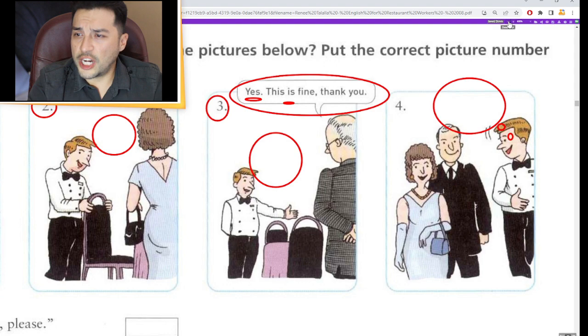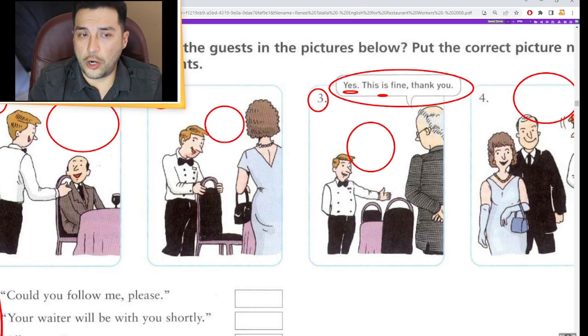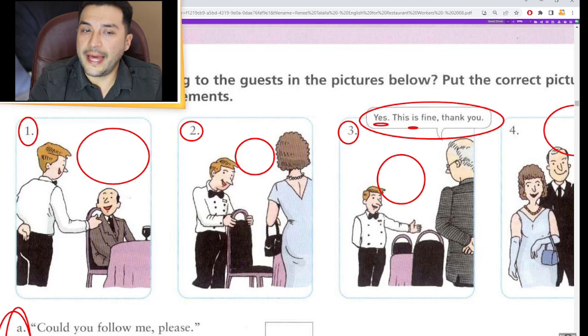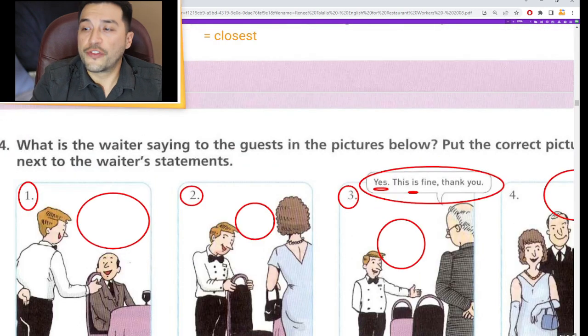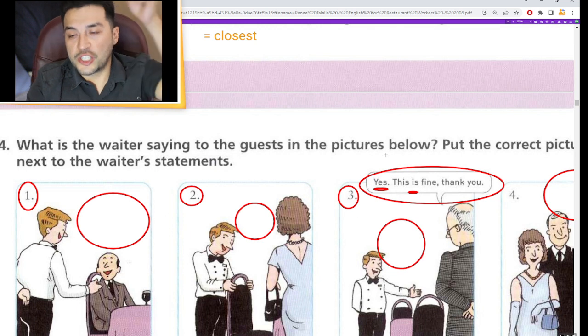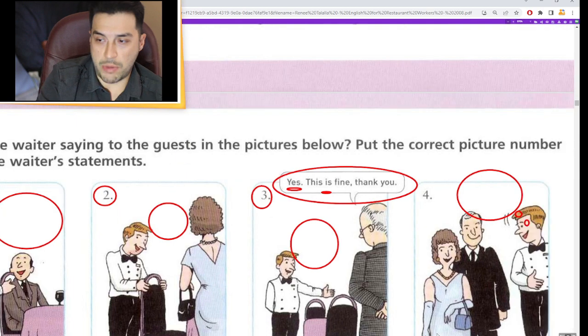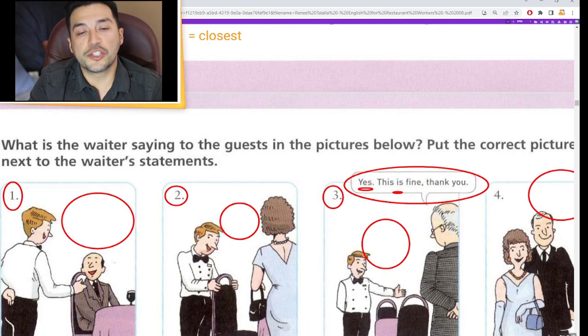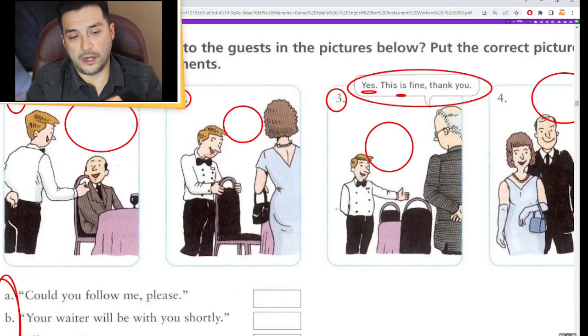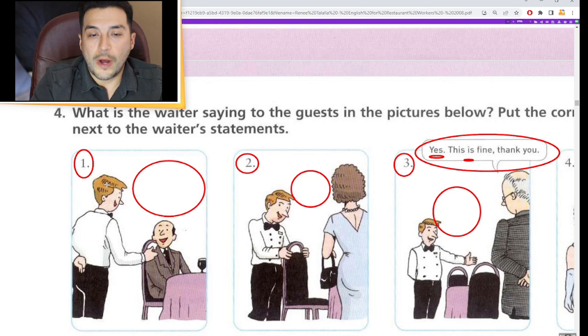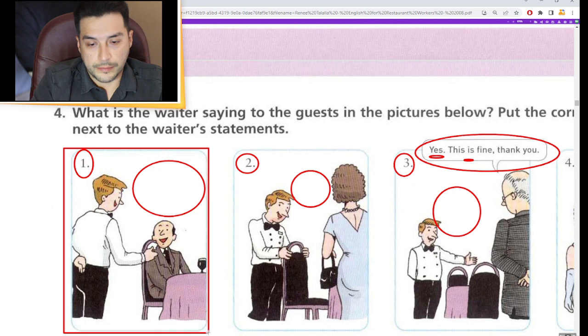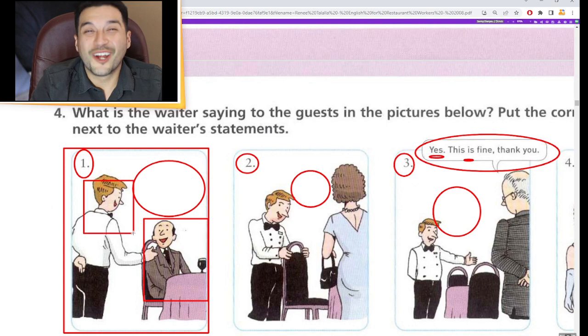Let's take a look at the instructions. Exercise 4. What is the waiter saying to the guest in the pictures below? Put the correct picture number next to the waiter's statements. All right. Picture 1. Look at Fred. What do you think Fred is saying in picture 1 here?